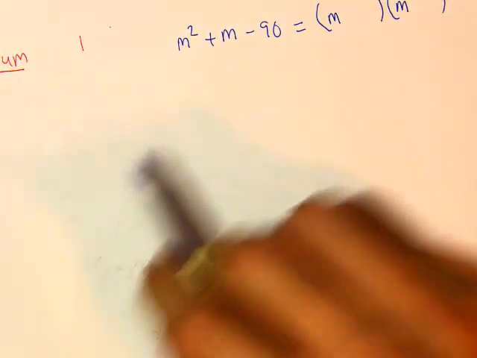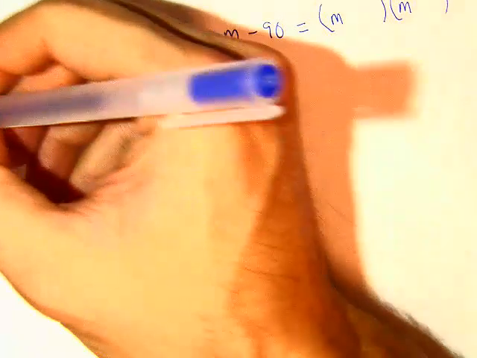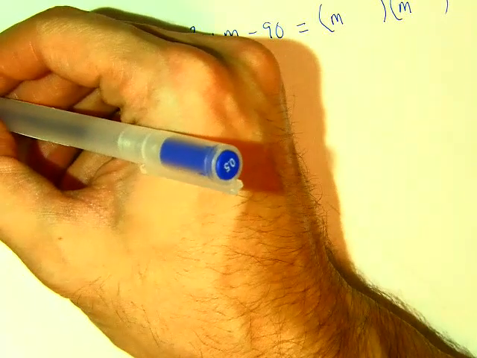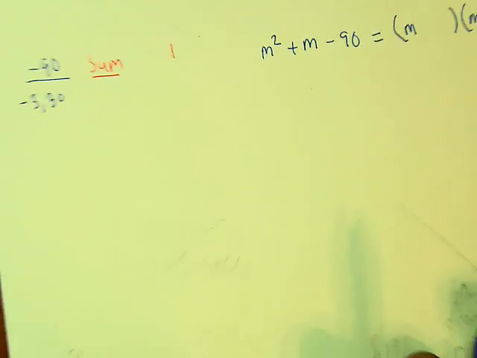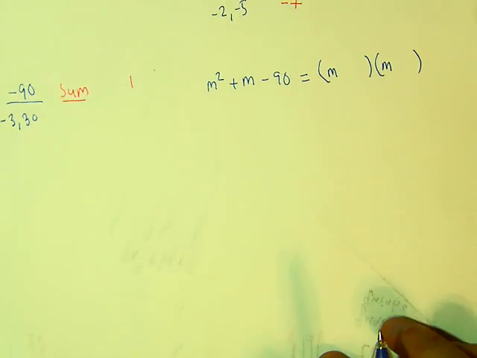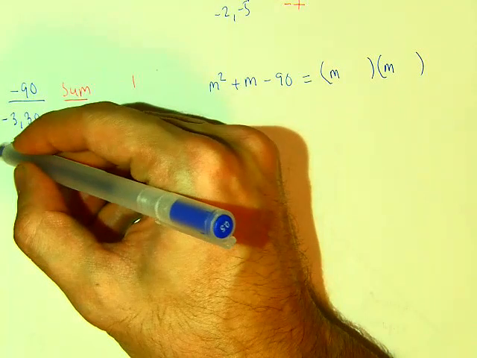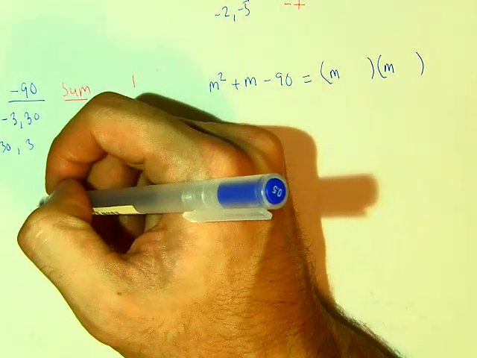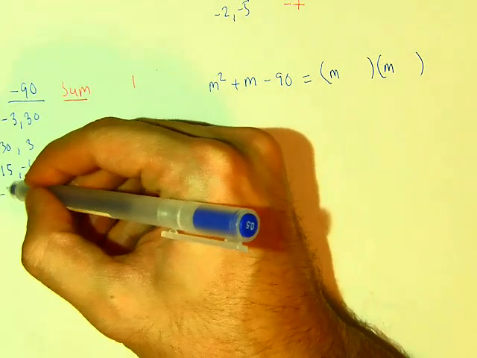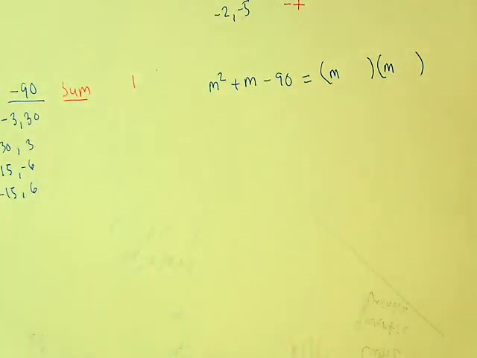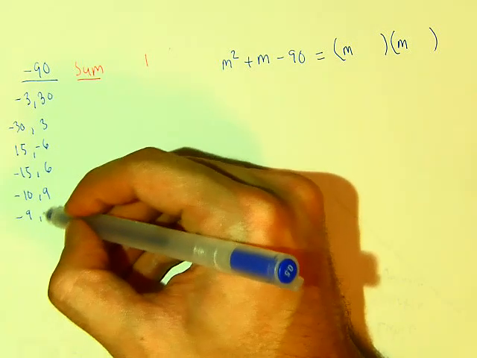Pause the video if you want and try and find the factors of negative 90. Let's see. What gives you negative 90? Negative 3 times 30 gives you negative 90. Also negative 30 and 3. What else? You have 15 and negative 6, and negative 15 and 6. Negative 10 and 9, and also negative 9 and 10.